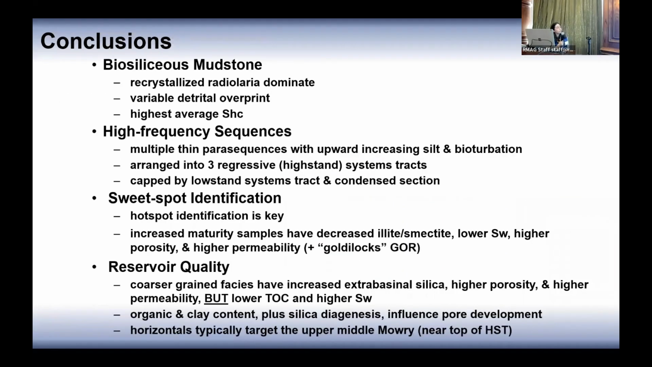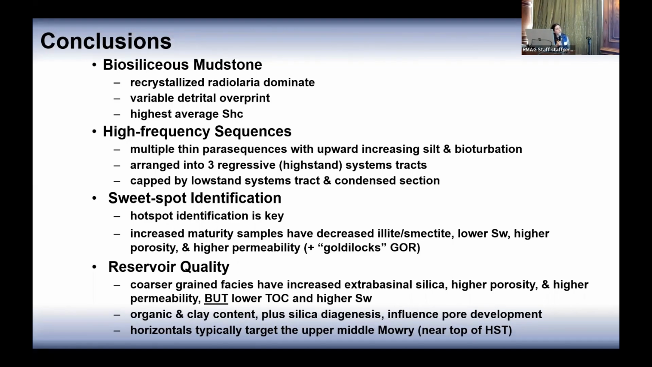So with that, hopefully you all have been able to finish your lunch and I can conclude. I'll just wrap up by summarizing some of the things we talked about. So we talked about the Mowry being composed predominantly of this biosiliceous mudstone that's recrystallized radiolaria, with varying amounts of detrital silt in there, but overall it's that biosiliceous mudstone that's going to have the highest hydrocarbon saturations, lowest water saturations, and overall the most favorable properties in terms of lateral target.